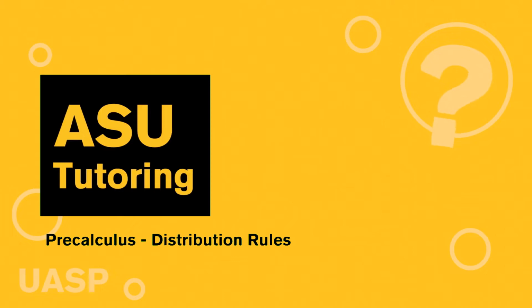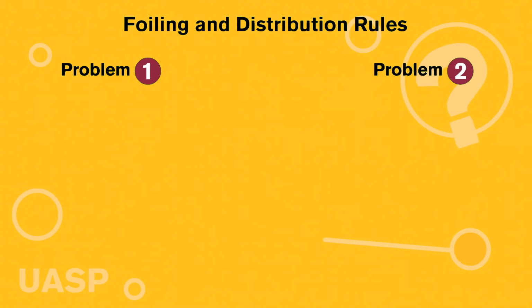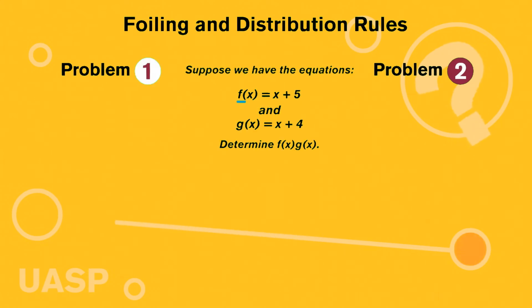Today we'll be looking at foiling and distribution rules. So let's go ahead and get started. We'll look at the problem on the left-hand side of your screen. We're given two different equations, an f of x and a g of x, and what they'd like us to do is find the product of the two.